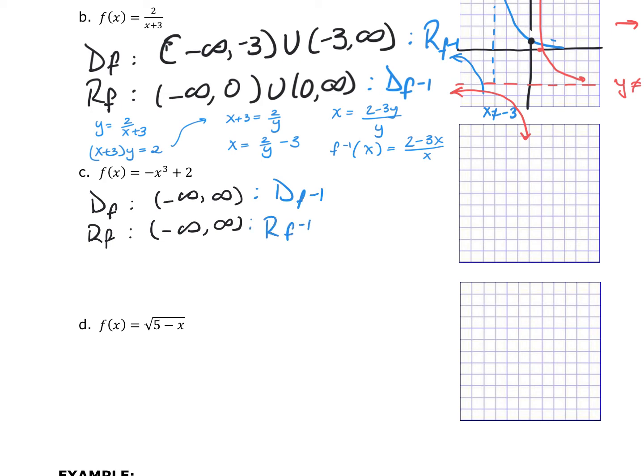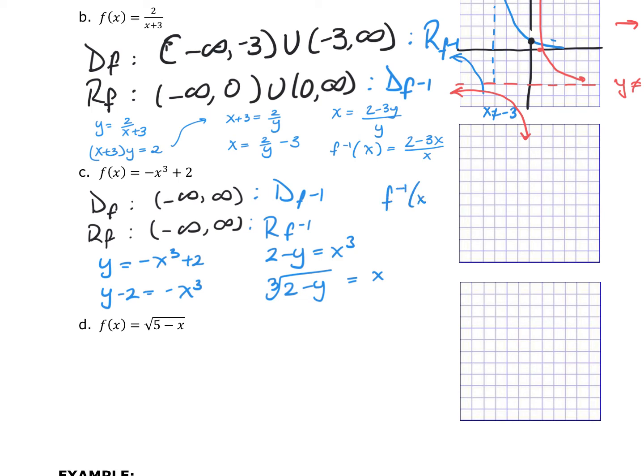So let's go through the process of y is equal to -x cubed plus 2. Subtracting 2 from both sides, y minus 2 is equal to negative x cubed. Multiplying everything by negative 1, I get 2 minus y is equal to x cubed. Taking the cube root, I have the cube root of 2 minus y is equal to x. Last step is f inverse of x is equal to the cube root of 2 minus x.